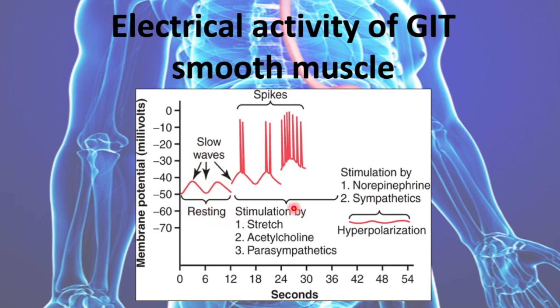During resting, stimulation either by stretch, acetylcholine, which is a parasympathetic neurotransmitter, gastrin or motilin will cause influx of calcium, which will cause membrane depolarization. The potential will become more positive than -40 millivolts, and this will result in action potential and muscle contraction. Stimulation by norepinephrine or sympathetics, secretin or gastric inhibitory peptide will cause hyperpolarization. There will be no muscle contraction or only a weak contraction.